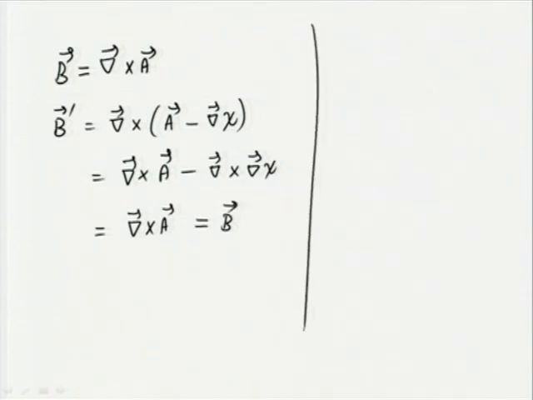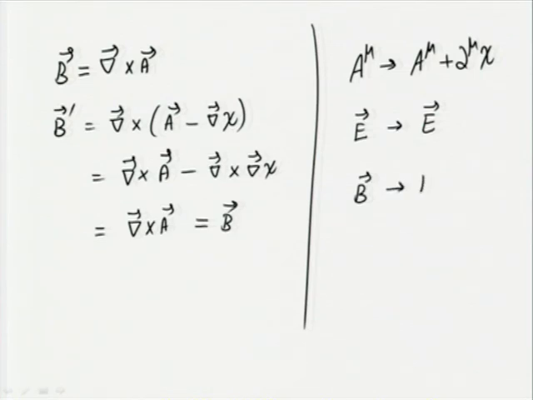So, B and E are invariant as A goes to A plus the four-dimensional gradient of a scalar function chi. Electric field is not changed, magnetic field is not changed. So, there is a freedom in choosing the potential A^μ.